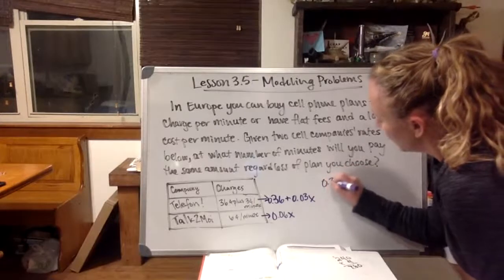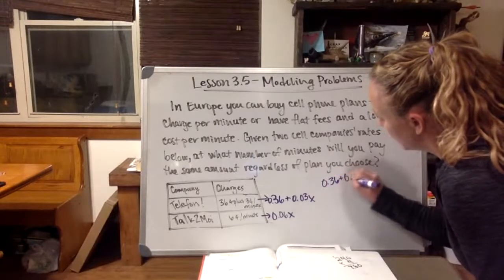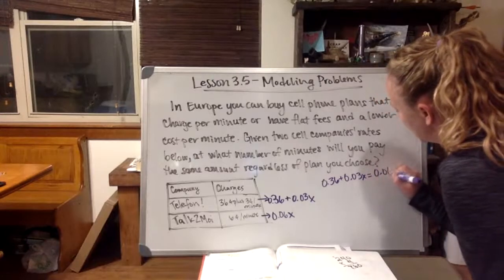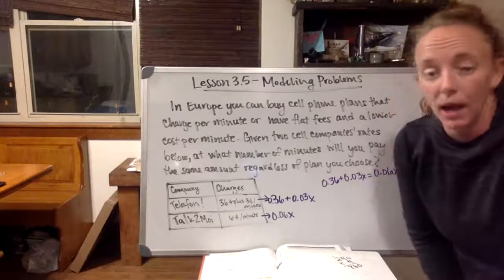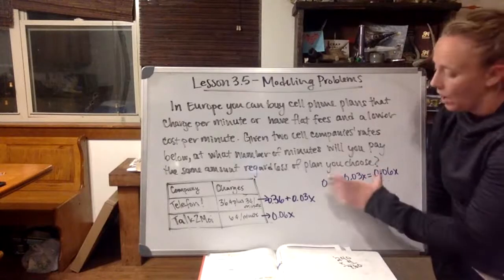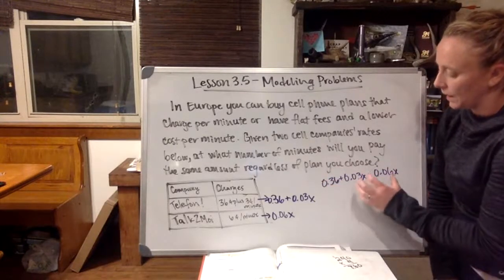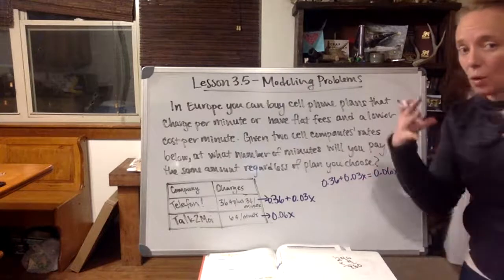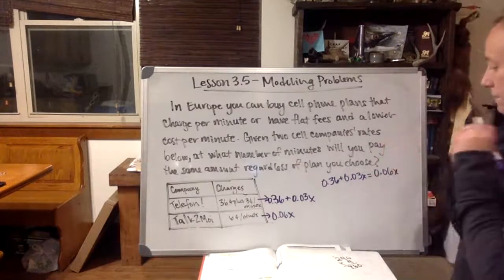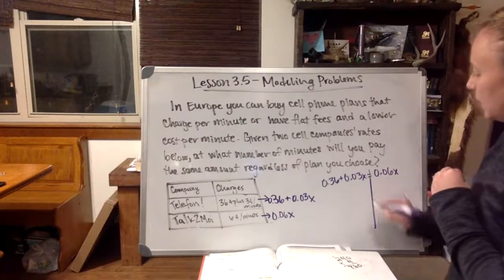So 0.36 plus 0.03x is equal to 0.06x. Essentially, I'm doing this because I want to find when these values are equal. How much money am I spending for how many minutes? And I want to know when they sort of collide and equal the same thing. So I'm going to now solve this.